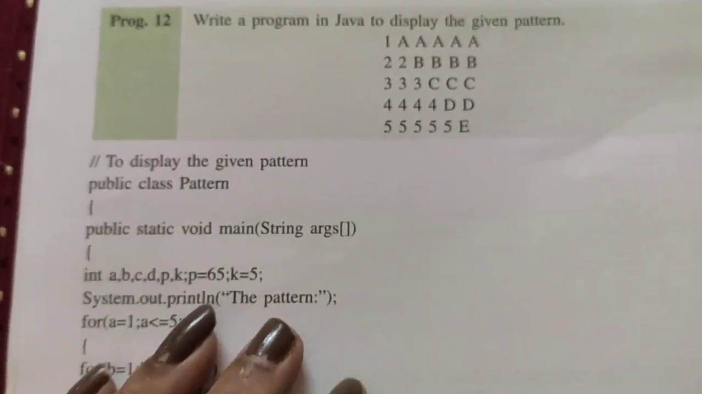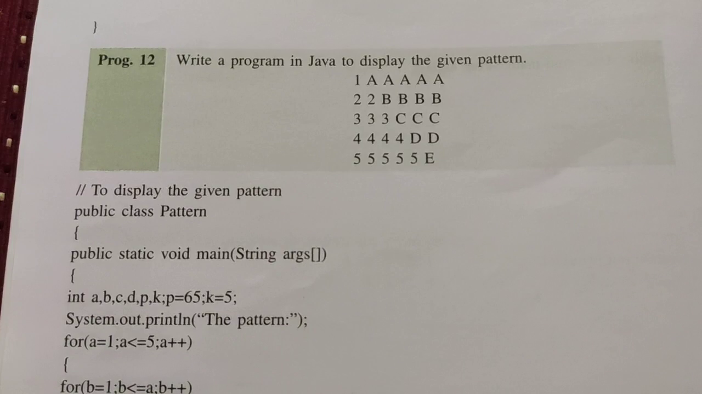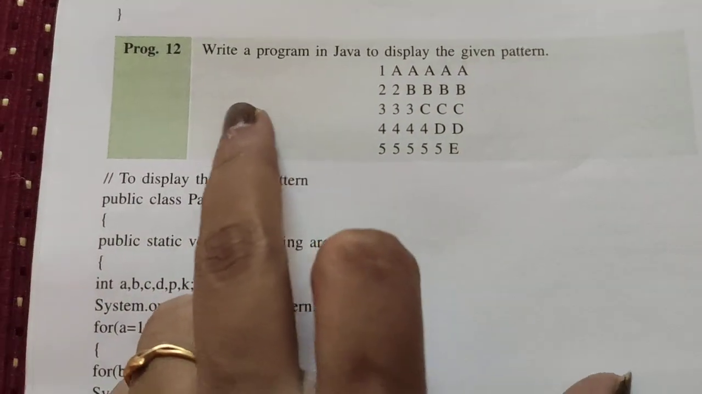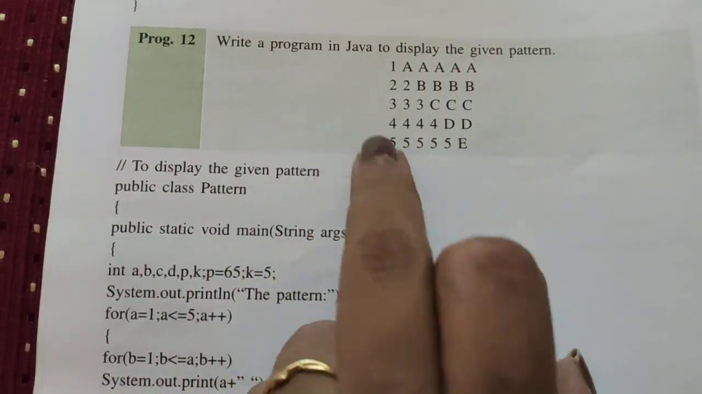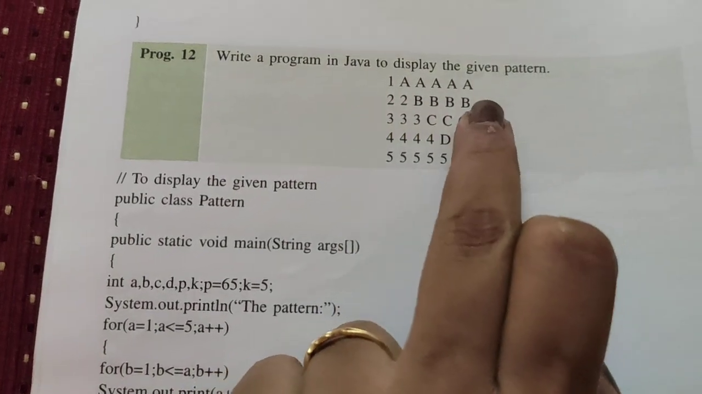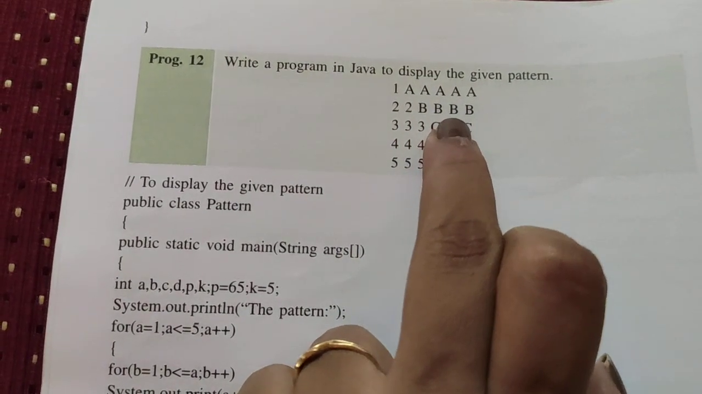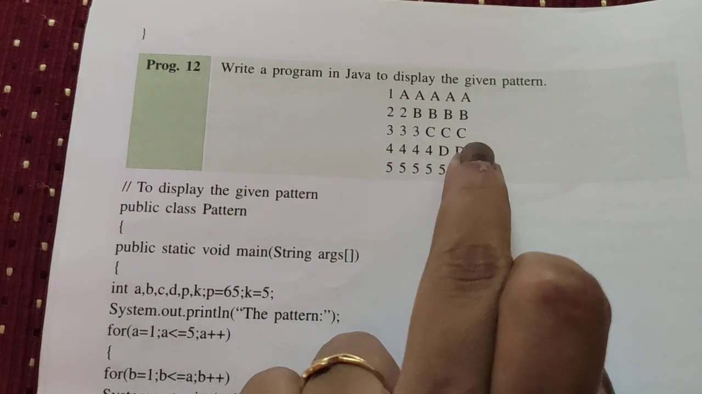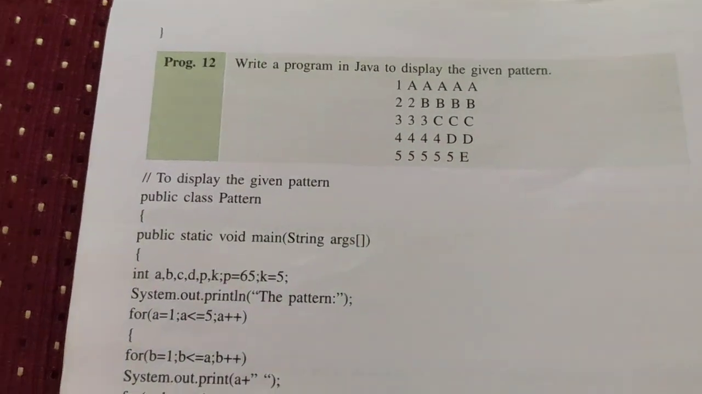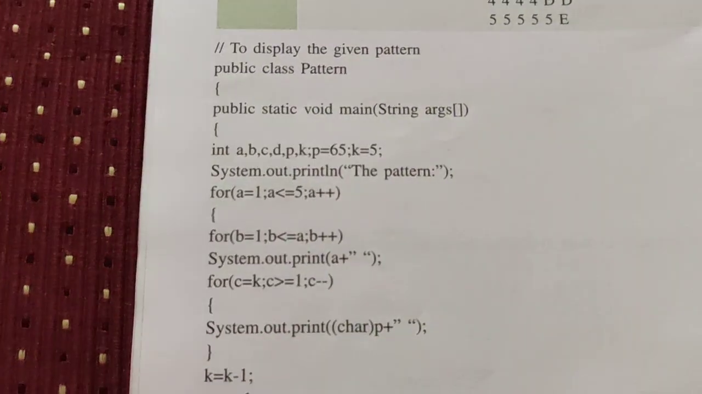Sorry, once again, one more program is there, program 12. So we will see sample program 12. This is the last program. This is to print a pattern like this: in the first line, a is going to be printed 5 times, in the second line b is going to be printed 4 times, and in the third c 4, like that it is going to be printed. We will see how to do it.